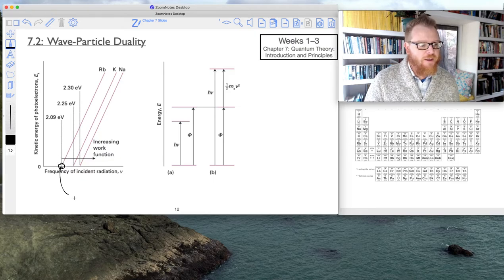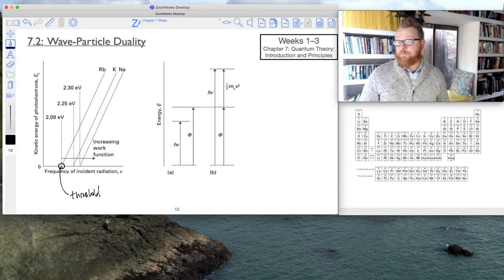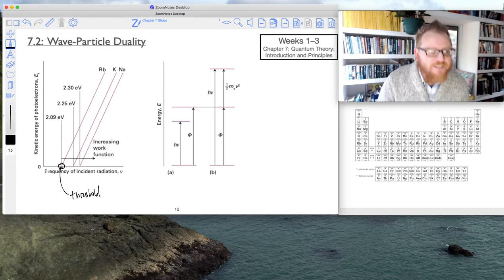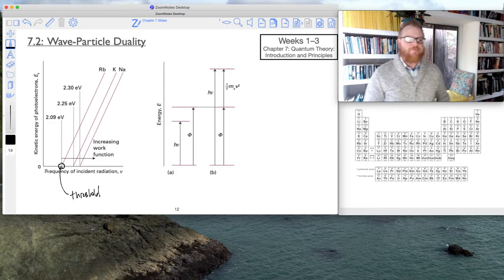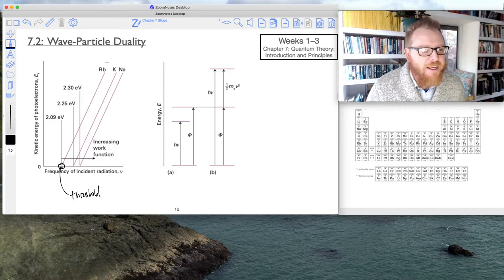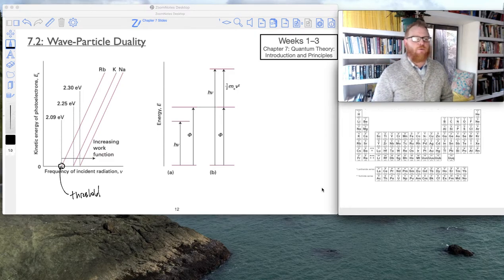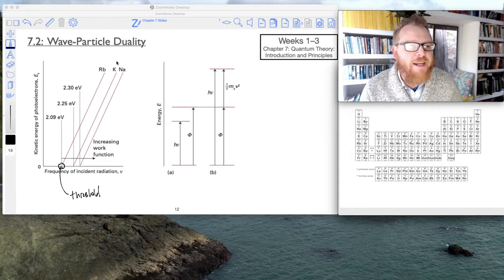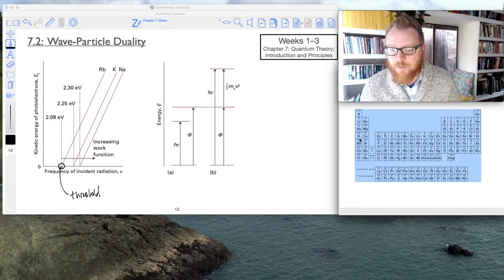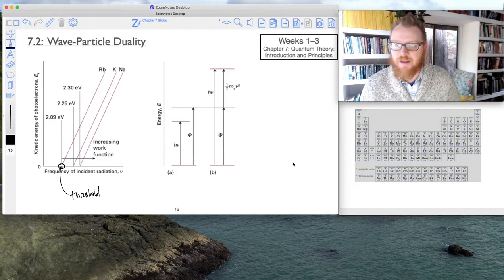So there is our threshold, right? Because that corresponds to 0 kinetic energy of the electron. And if we follow this line, so here I'm picking on the rubidium line, and you can see I've got my periodic table in front of me right there, rubidium. And we're going to compare rubidium, potassium, and sodium. Okay, there they are.